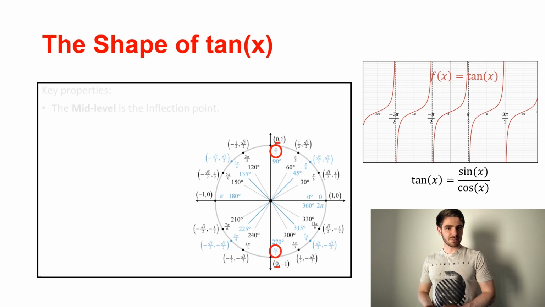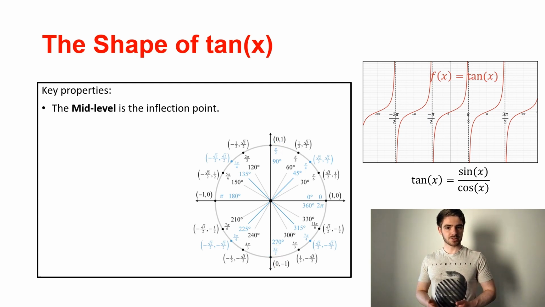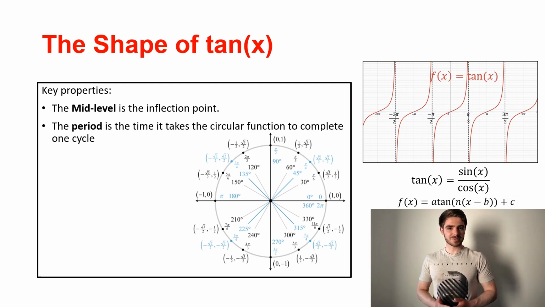First, it still has a mid-level. The mid-level of a tan function is just the point of inflection, and this is given by the c term in its general form. The period of tan x is still the time it takes to complete one cycle, but this time it's given by just pi on n rather than 2 pi on n.